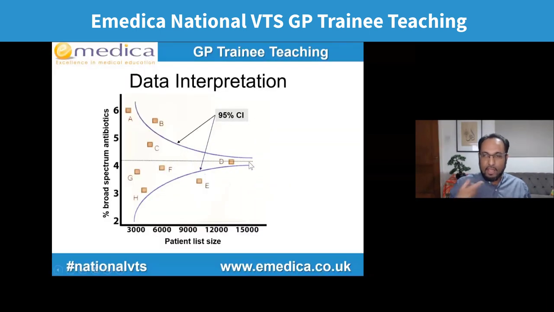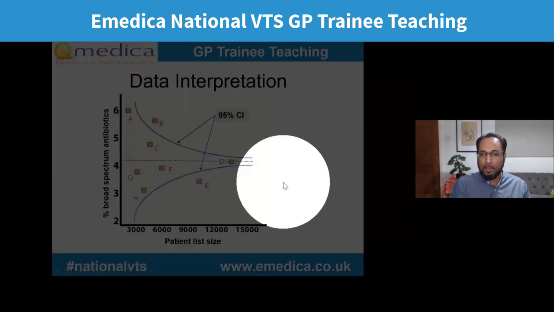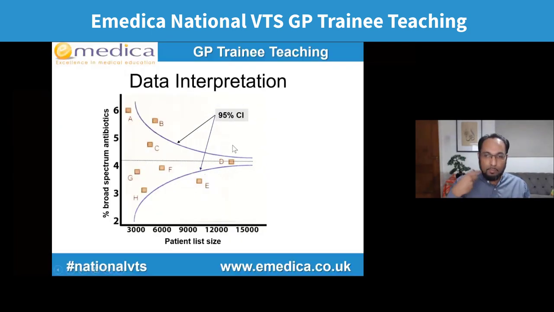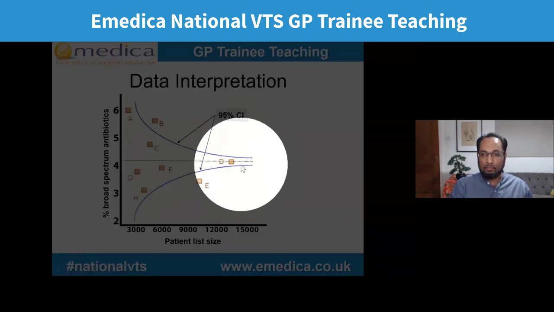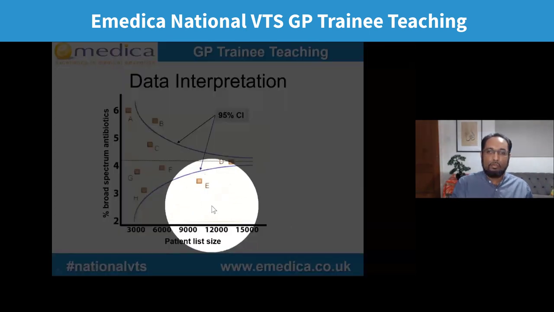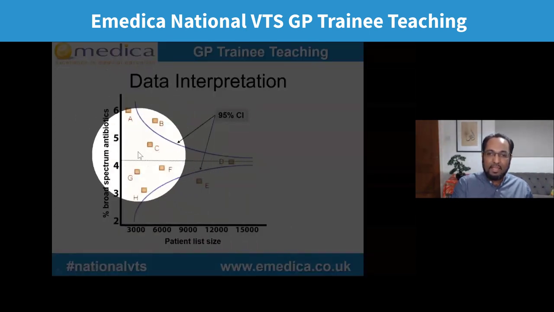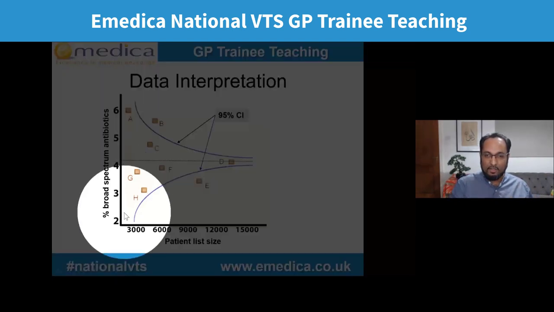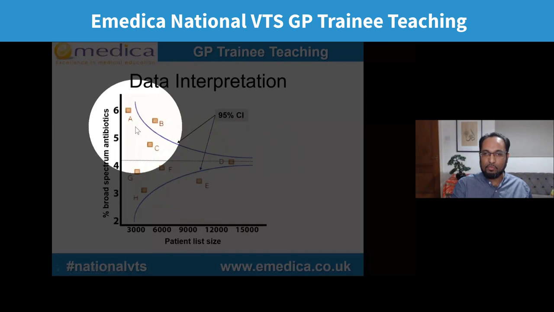You can see it's like having a big study. When you have a big study, you have a narrow 95% confidence interval. That's what's happening. Big practices would be expected to be very close to the mean. Even if they're a bit away from the mean, that will be statistically significant, okay? Because you need a lot of patients to go from 4% to 5% if you've got 15,000 patients, okay? Smaller practices, you need a bigger number of actual patients to change before it becomes statistically significant. Okay, so that's why it's wider here and it becomes narrower here.